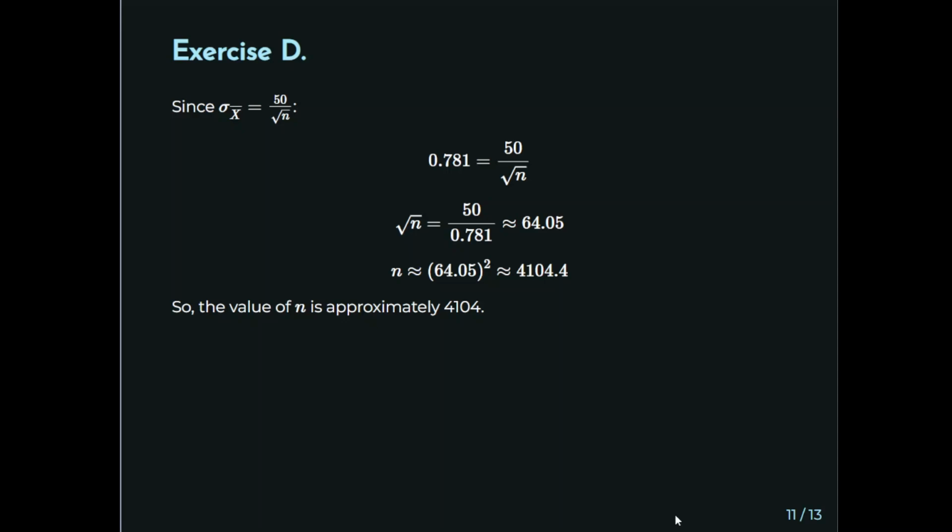So we have to just square that. So n is approximately the square of 64.05, and that is approximately 4,104.4. So essentially the value is approximately 4,104. You can round it up to 4,105. I don't think that would make much of a difference. It's approximate anyway. So yeah, that's it. We'll leave it there.